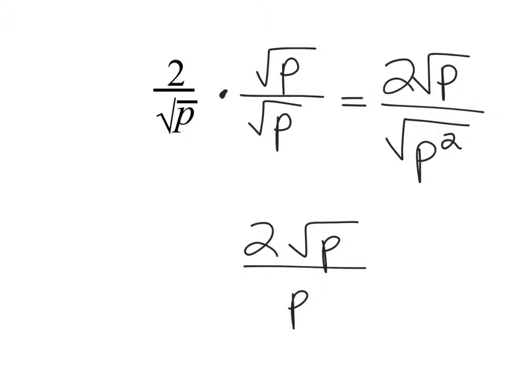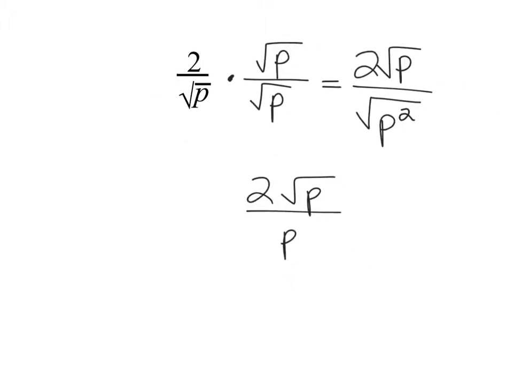You'll probably be able to do this without that middle step eventually, because these two square roots right here cancel each other out, because you're multiplying 2 of them together. Okay, so that's your final answer.